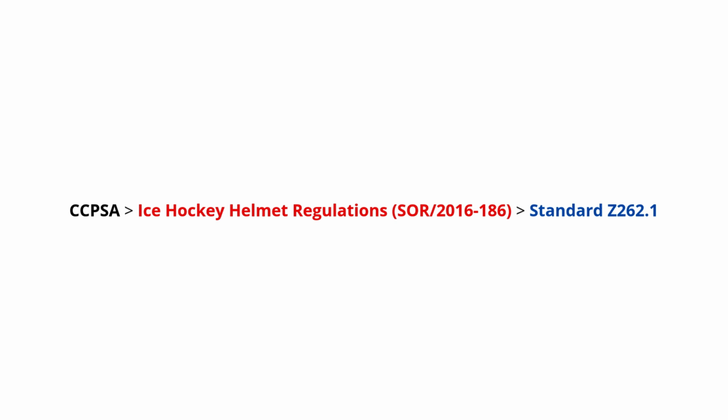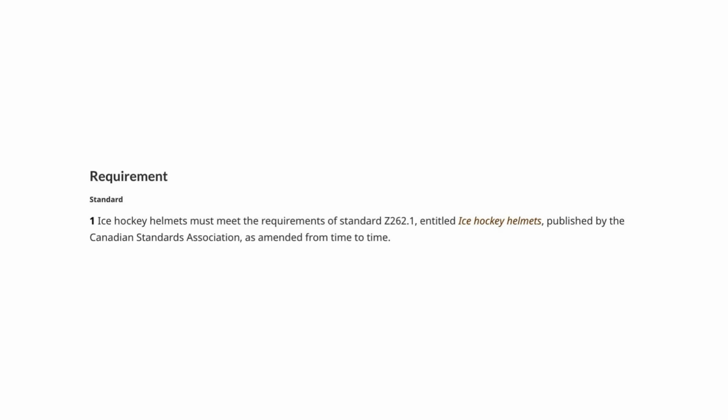We have the CCPSA establishing that products must be safe. And then we have the ice hockey helmet regulations, being a product-specific regulation specifically for ice hockey helmets. But the regulation, as you can see here, doesn't really say anything, except that it establishes the principle that in order to sell an ice hockey helmet in Canada, it must meet standard set 262.1. All it does is mandate compliance with this standard.